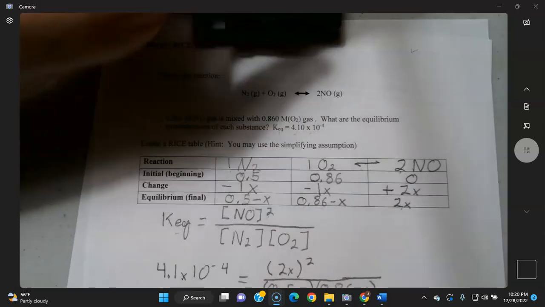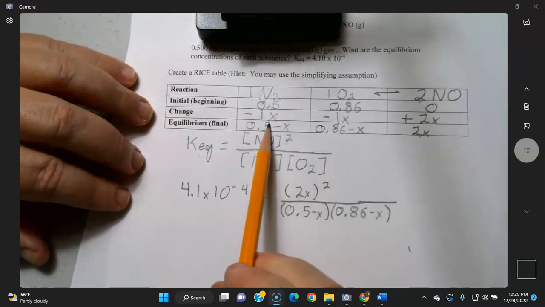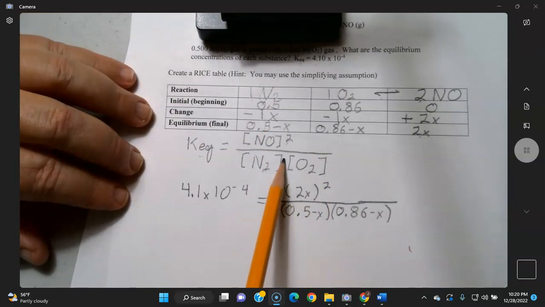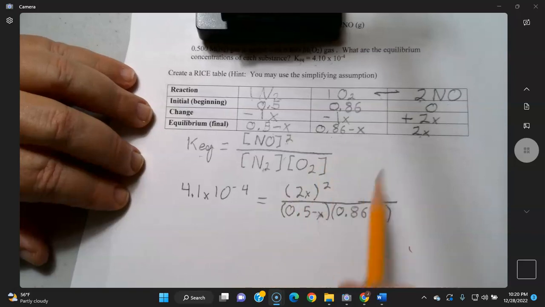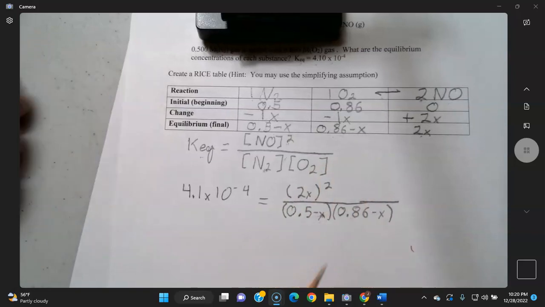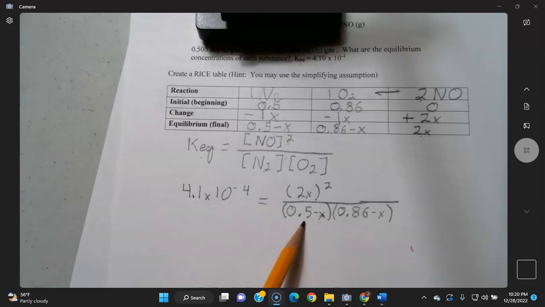Okay, so be sure you understand. I'm off screen. Okay, so this was the N2. It goes right there. The exponent is 1, so there it is. Okay, and this one, 0.86 minus x, there it is. Okay, so now you use the simplifying assumption. You assume that x is much smaller than 0.5, and that x is much smaller than 0.86. And if you do that, you can just get rid of those x's. Just eliminate them. Because 0.5 minus a very, very tiny number will just be 0.5. And 0.86 minus a very, very tiny number, much tinier than 0.86, is going to be 0.86.